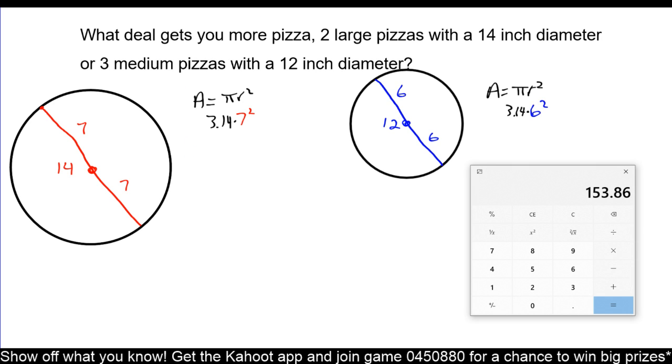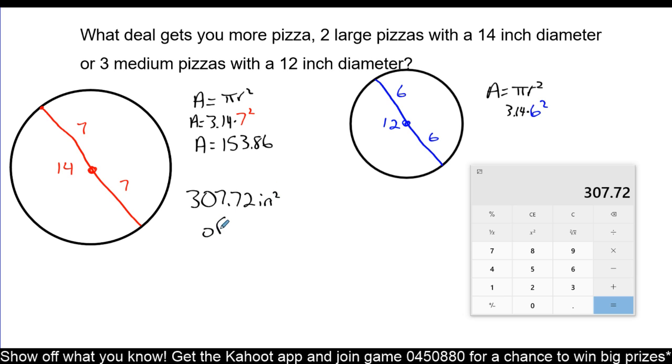So 7 squared times 3.14 gives each of these large pizzas an area of 153.86, but wait, there's 2 of them, so we gotta multiply that by 2. So that gives us a grand total area of 307.72 square inches of pizza.